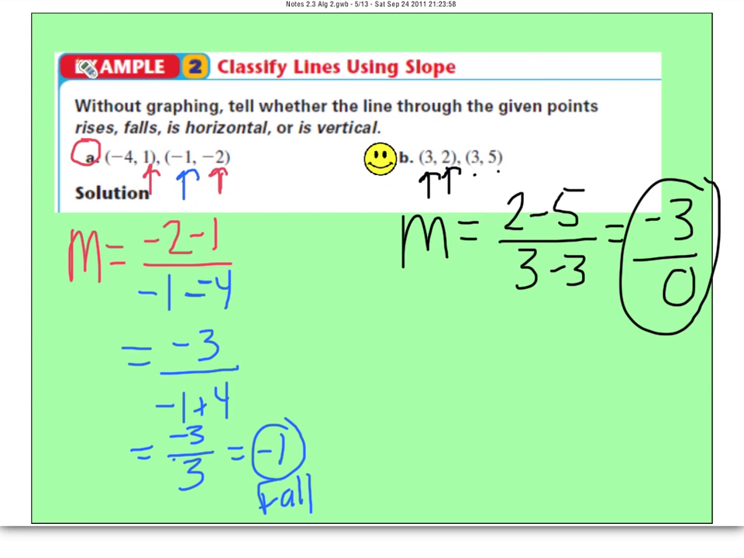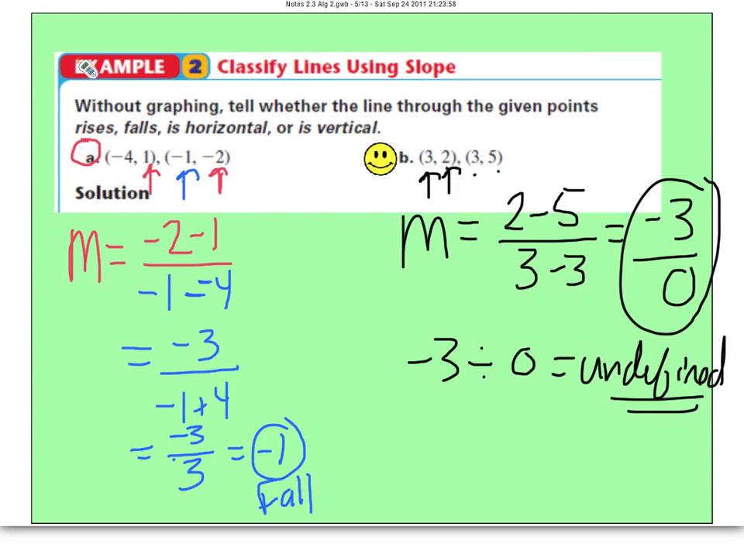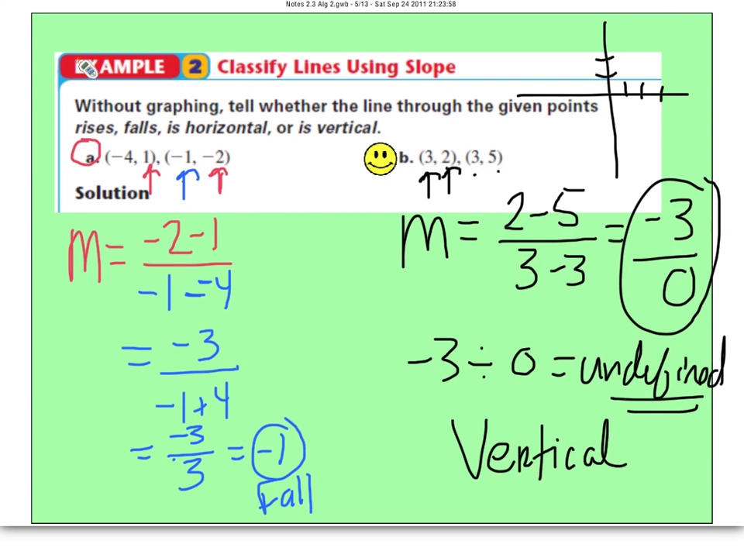Now be careful. If you type this in your calculator as negative 3, the division sign, and 0, because that's what that means, you're going to get that it's undefined. So this is an undefined slope, and I know that these make a vertical line. You can actually confirm this makes a vertical line by graphing it. If you were to plot the ordered pair (3, 2), about right there, (3, 5) is about right there. You connect the points, you can see that the line is vertical.